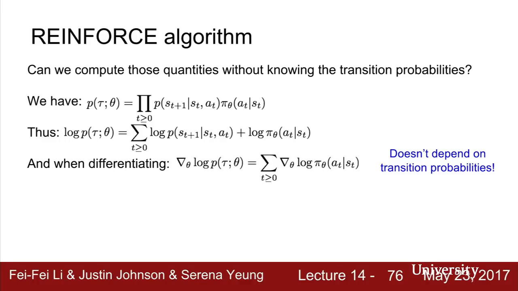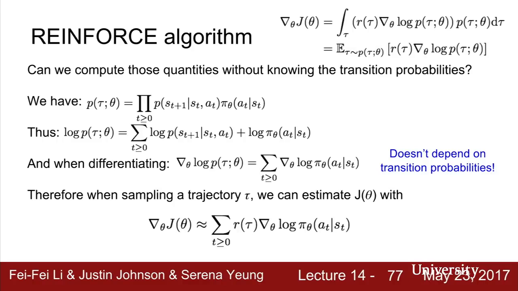And so the only place where we have theta is the second term, the log of pi sub theta of our action given our state. This is the only term that we keep in our gradient estimate. We can see here that this doesn't depend on the transition probabilities, right? So we actually don't need to know our transition probabilities in order to compute our gradient estimate. Therefore, when we're sampling these for any given trajectory tau, we can estimate J of theta using this gradient estimate. This is shown here for a single trajectory from what we had earlier. And then we can also sample over multiple trajectories to get the expectation.